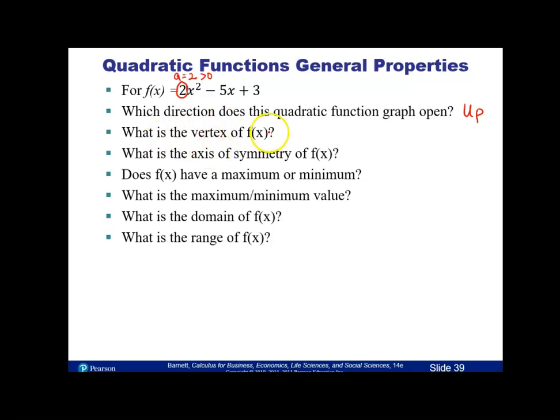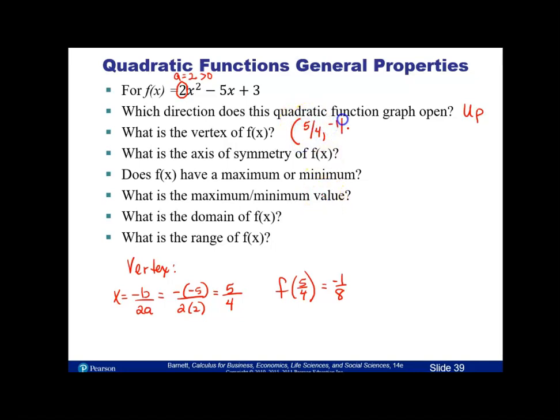Okay, for the vertex, we're going to do x is negative b over 2a. So that's going to be negative (negative 5) over 2 times 2. So that will be 5 over 4. And then I'm going to plug in 5 over 4. And if you need to use your calculator, that's fine. When we plug in 5/4, it looks like we get negative 1/8. And you can just check that with your calculator. So that means my vertex is (5/4, negative 1/8).